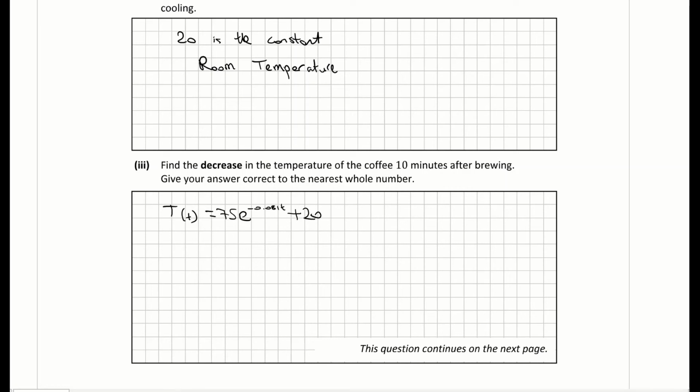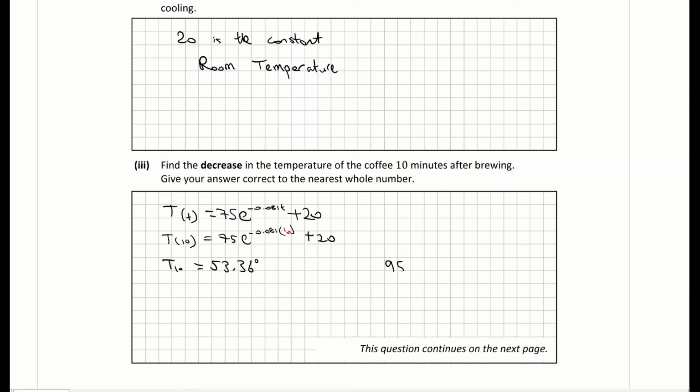And they're looking for the decrease in the temperature after 10 minutes. Well, first of all, we need to find T of 10. So what is the temperature after those 10 minutes? 75 times e to the minus 0.081 times t, and I'm subbing 10 in for t, plus 20. And that is giving me T of 10 is equal to 53.36 degrees.